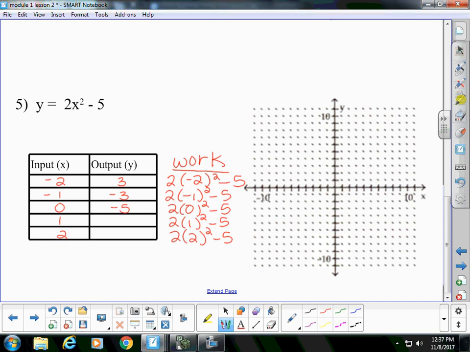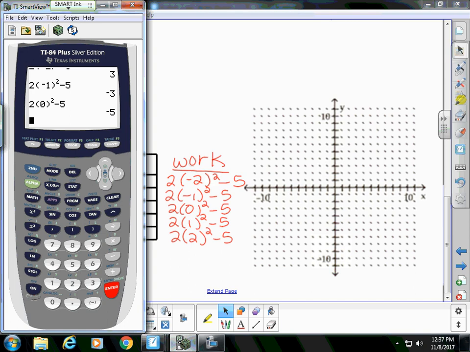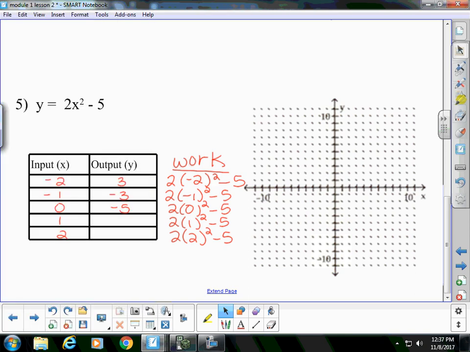Okay, and then the next one, 2 times 1 squared. So it's doing 1 squared. 1 times 1 is 1. Then multiplying by 2, which is 2. And then subtracting 5. -3. So it looks like my numbers are starting to repeat again.